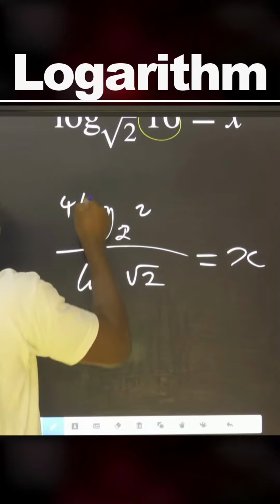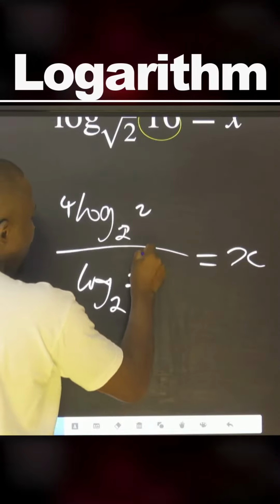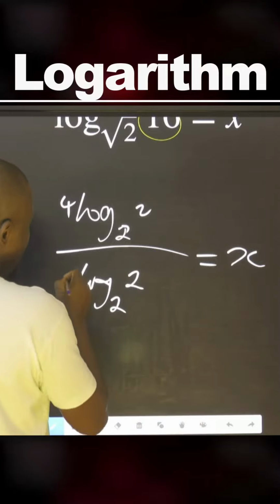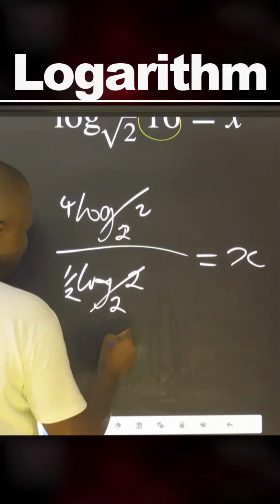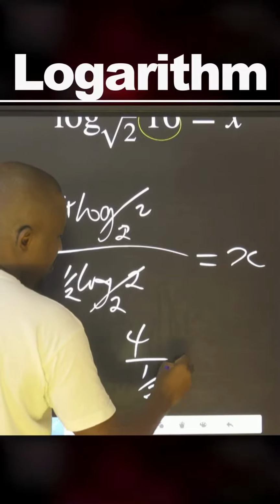This 4 can come to this place. This is 2 raised to power 1 over 2. So the 1 over 2 can come to this place. This and this will cancel. We have 4 over 1 over 2 equals to x.